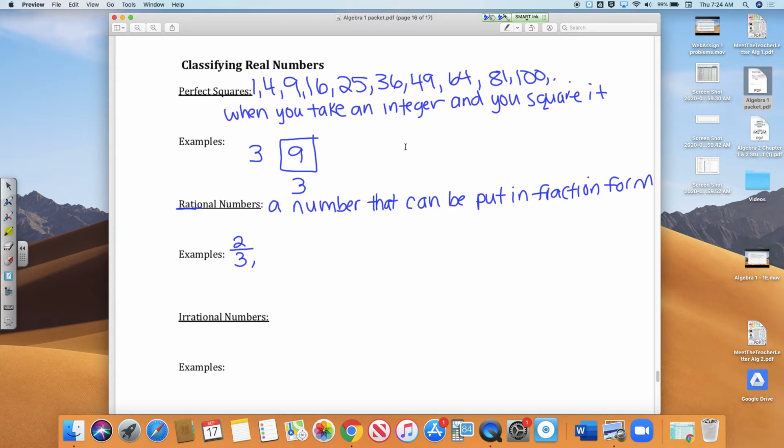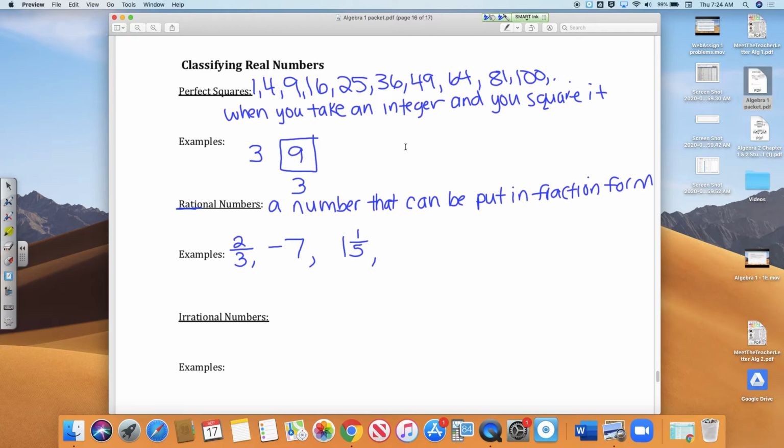Or just a plain old number like -7. -7 can be put into a fraction. I could do -14 divided by 2, or -14 over 2. That equals -7. Rational numbers can be positive, they can be negative, they can be in mixed number form, like 1 and 1/5. That could be put in just one plain fraction.